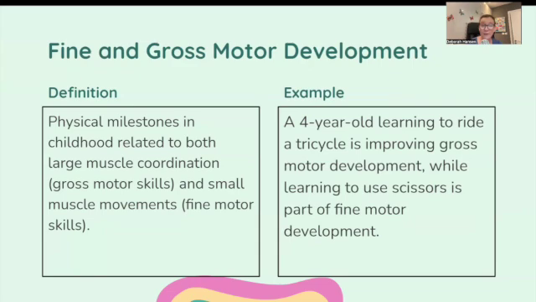Fine and gross motor development. These are physical milestones in childhood related to both large muscle coordination, our gross motor skills, and our small muscle movements, our fine motor skills. A 4-year-old learning to ride a tricycle is improving gross motor development, while learning to use scissors is part of the fine motor development.